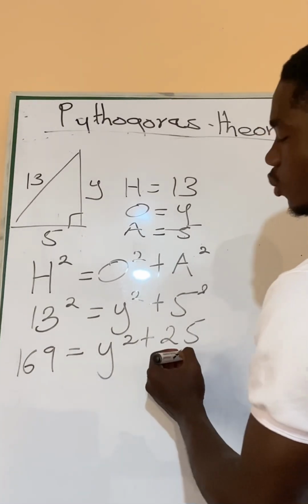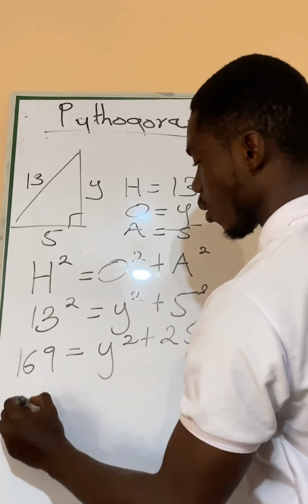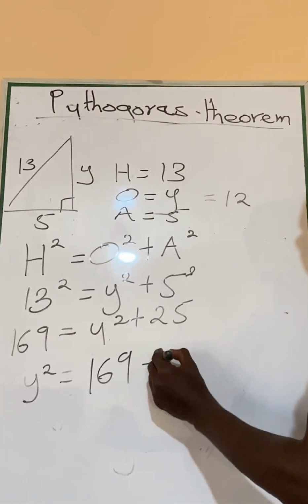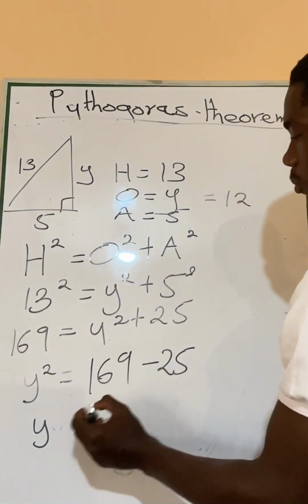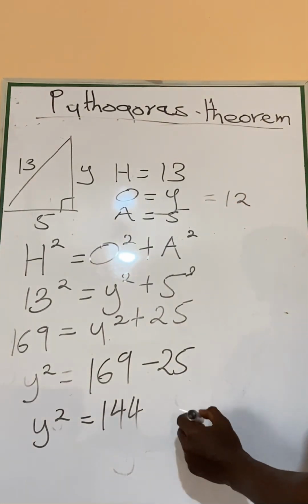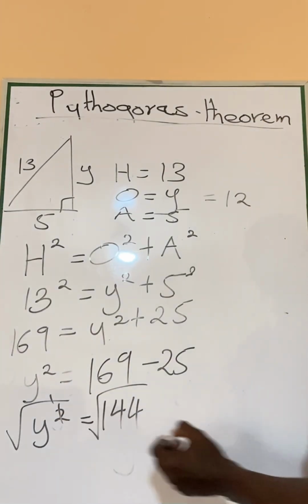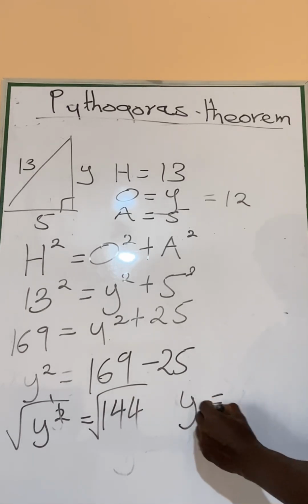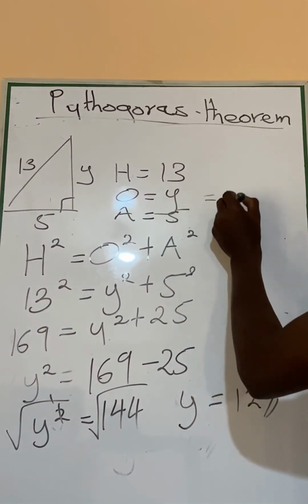So we are going to subtract with the use of change of subject. We are going to have y squared equal to 169 minus 25. If you subtract 25 from 169, we get 144. Then for y squared, we bring the square root, which cancels the square. The square root of 144 gives us 12. Therefore, y equals 12.